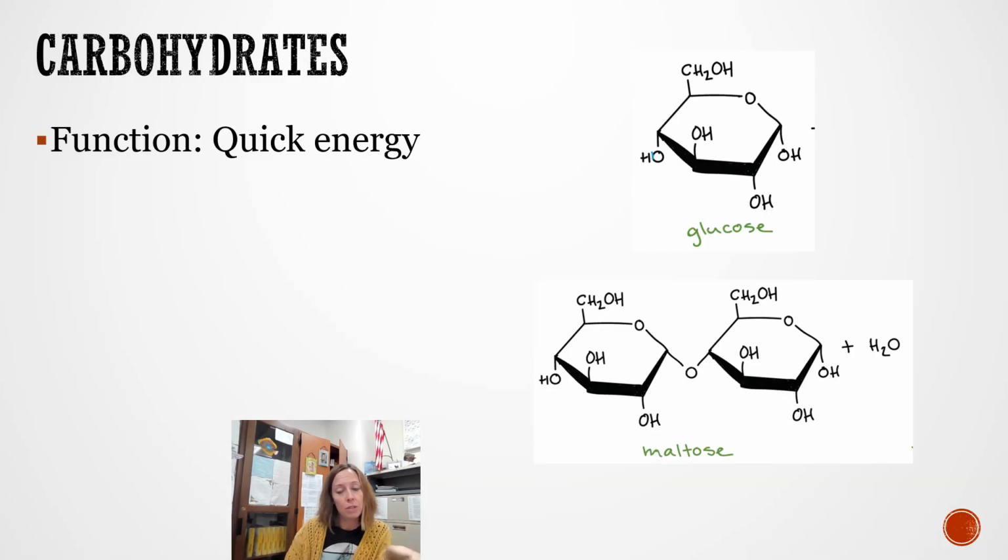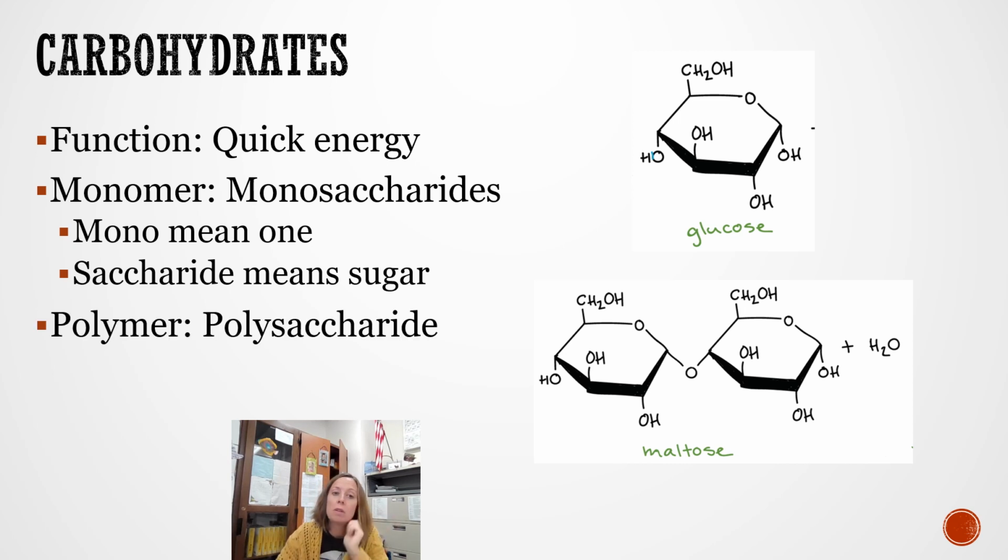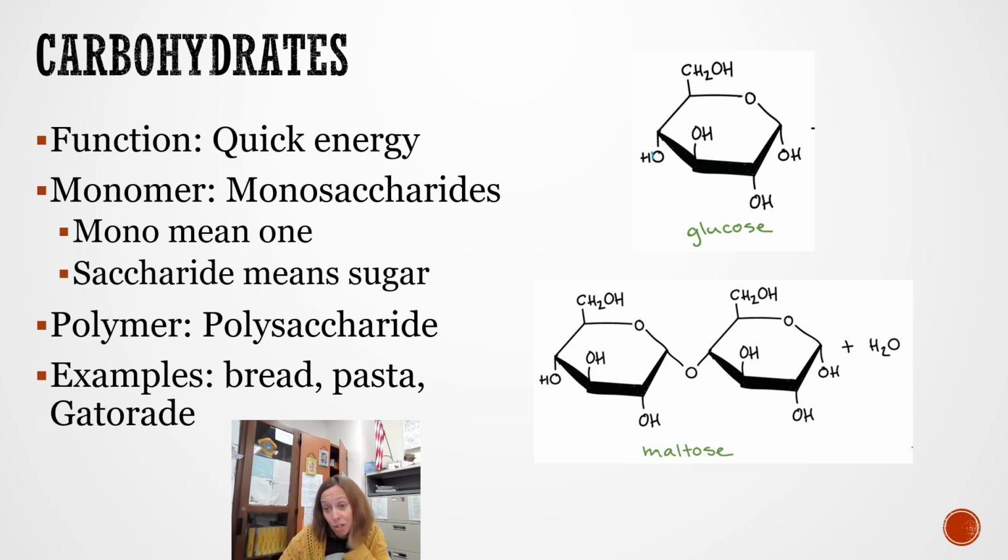Carbohydrates first, their function is quick energy. Carbohydrates are macromolecules, they're big ones. The monomers would be the smaller ones. The monomer of a carbohydrate is a monosaccharide. Mono means one, saccharide, sugar. Glucose is the one that we talked about. The polymer is a polysaccharide, sometimes also called starch.